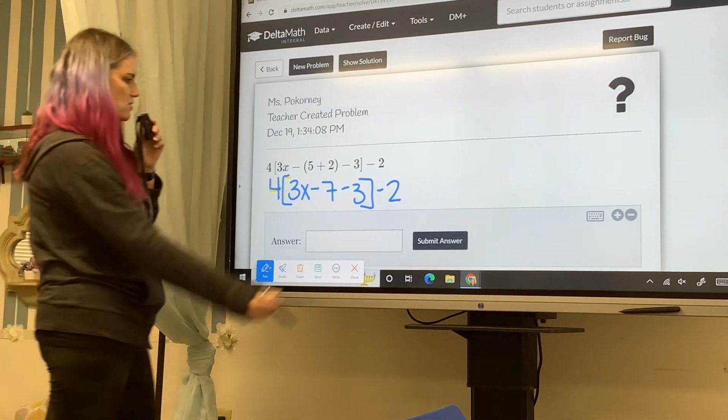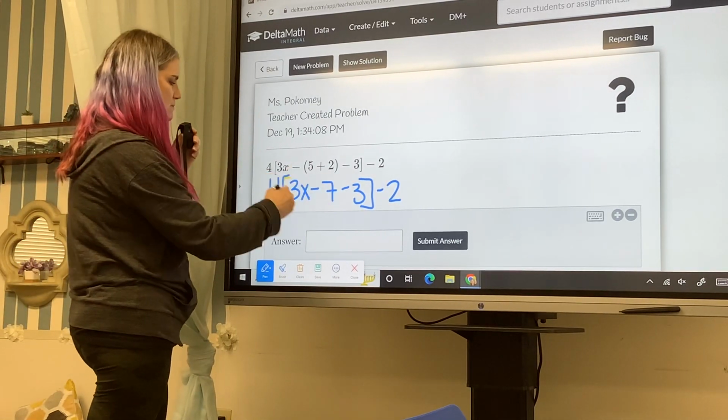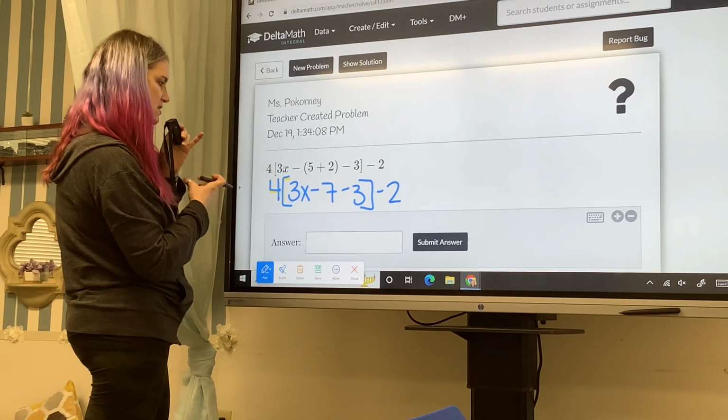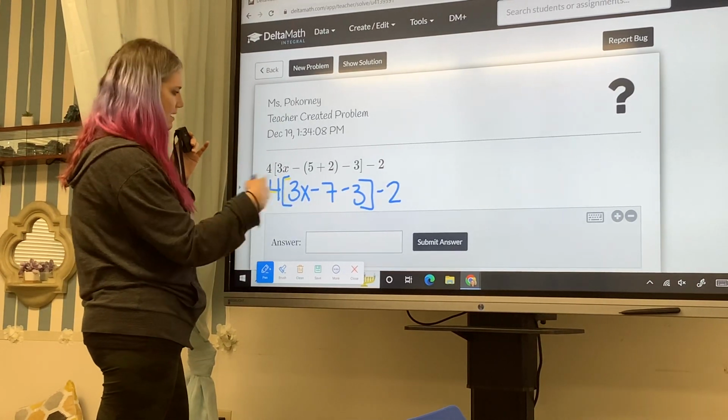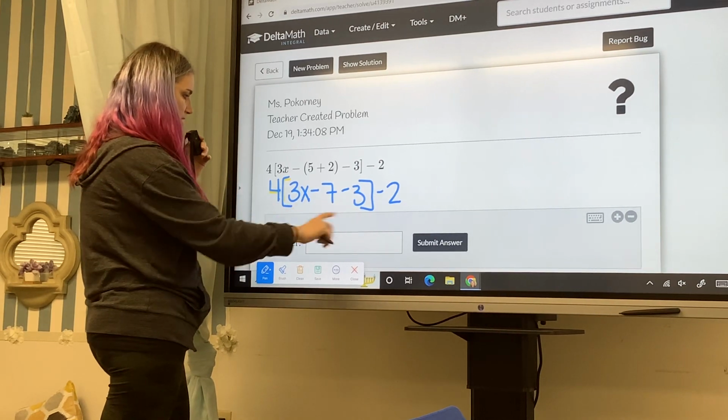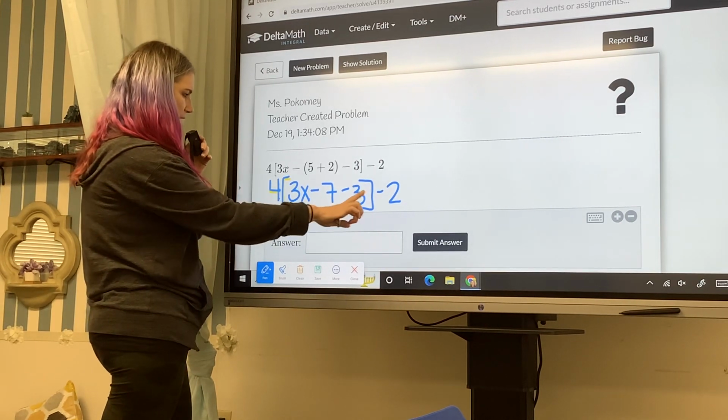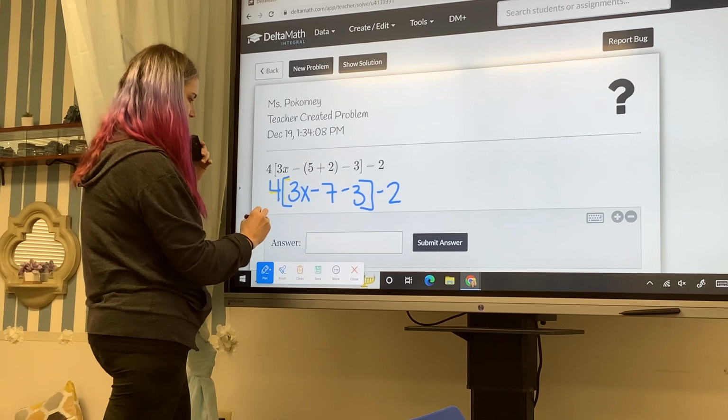So I'm still expected to simplify as much as I can inside the parentheses before I move on to multiplying, dividing, adding and subtracting. Within the parentheses, I'm going to do adding and subtracting, moving left to right.